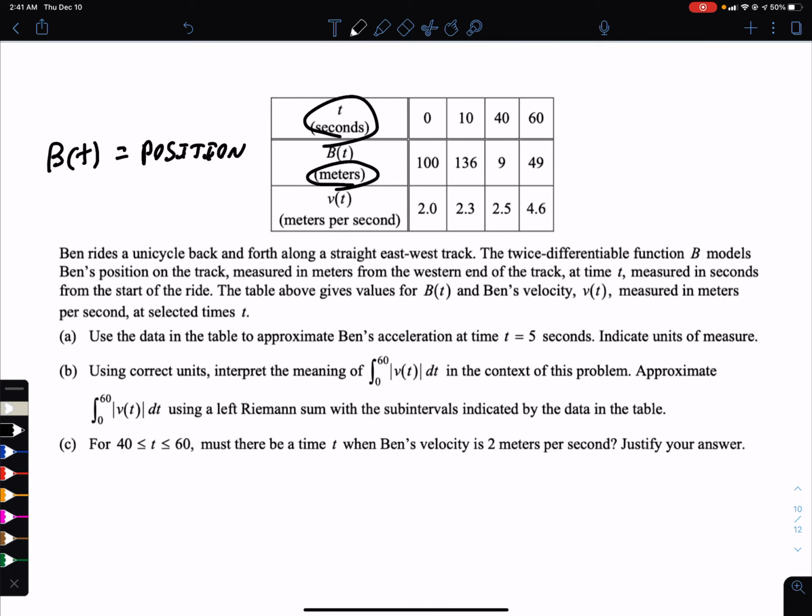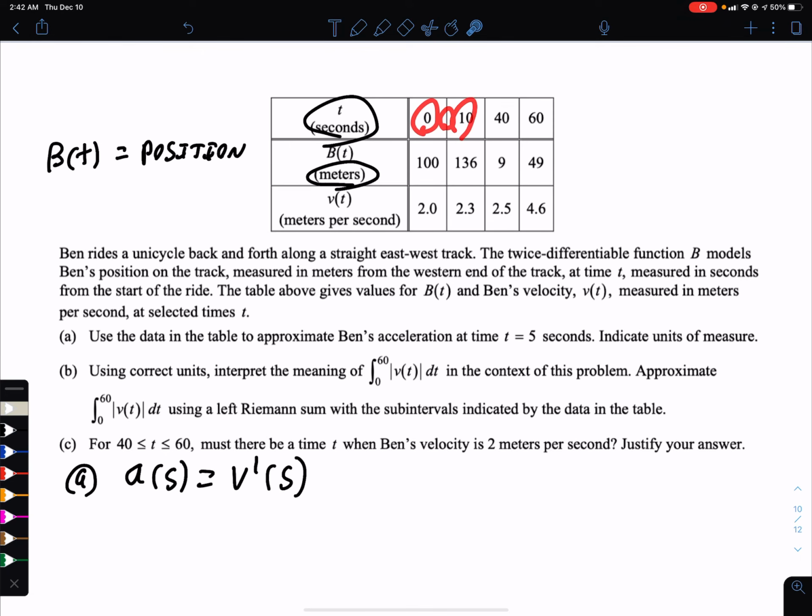So acceleration is the derivative of velocity. So they want the derivative of the velocity. We'll do this again. This is a very common thing. So they want to approximate the acceleration at 5, which is v prime at 5, right? Well, 5 seconds is in between these two.